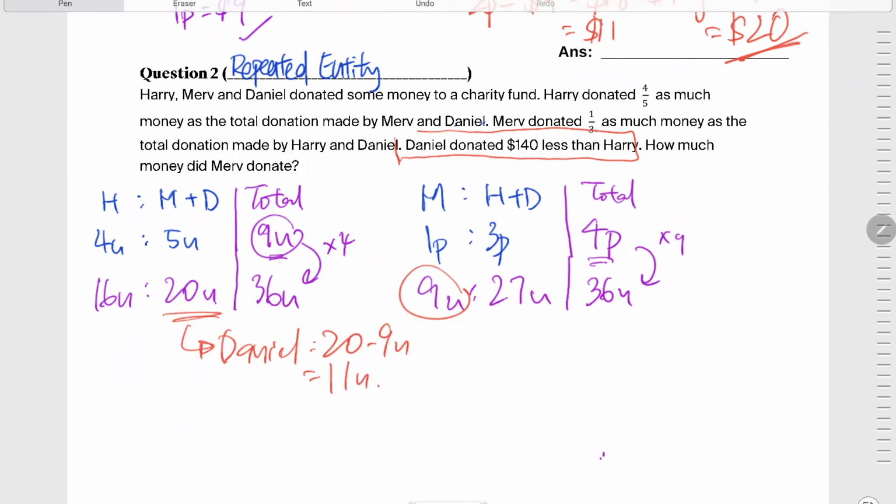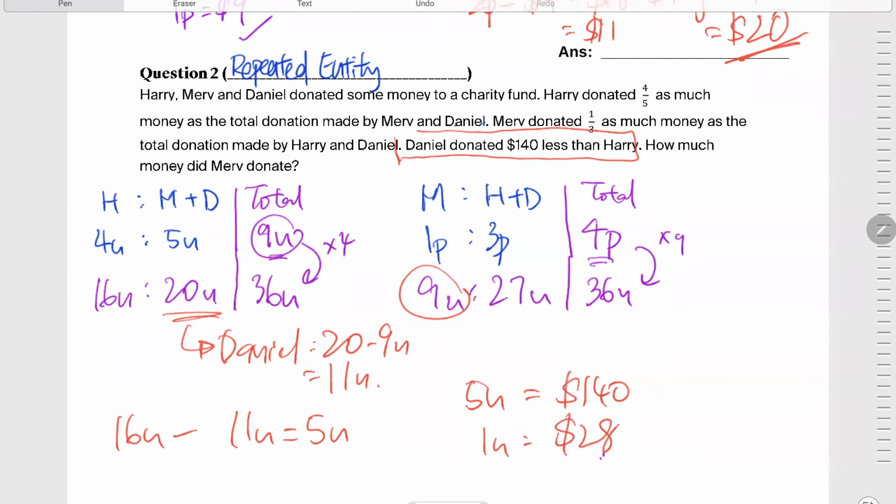Because the moment you know how to identify that total is the repeated entity, total is the one that's not changed, and you're able to restate the ratio to 36 units for them to be the same, you will then be able to find Daniel in terms of units, which is 11. And if Daniel donated 140 less than Harry, this means that 16U minus 11U equals 5U, and 5U is 140. Why? Because 16U represents Harry, 11U represents Daniel, and 5U is 140, so 1U will get you 28.